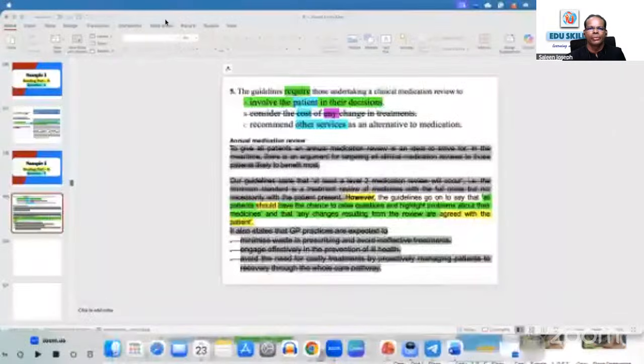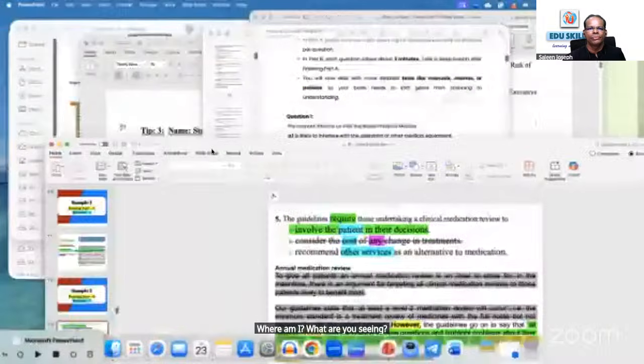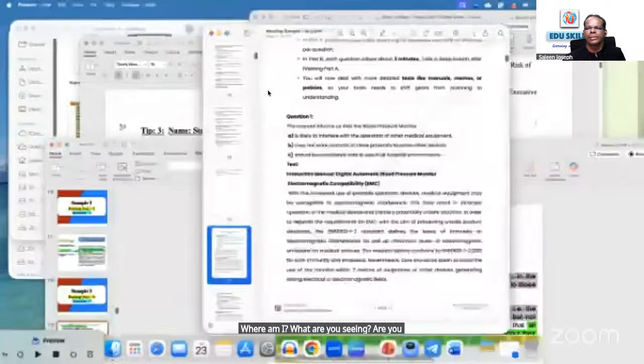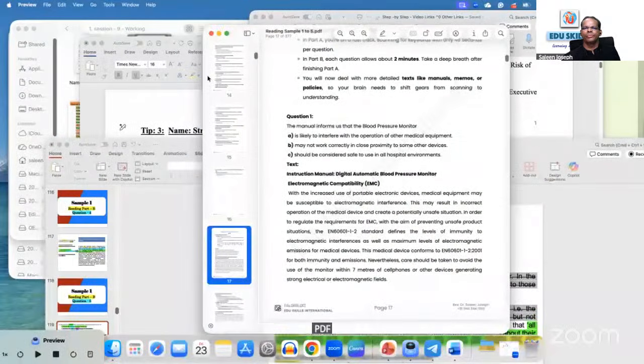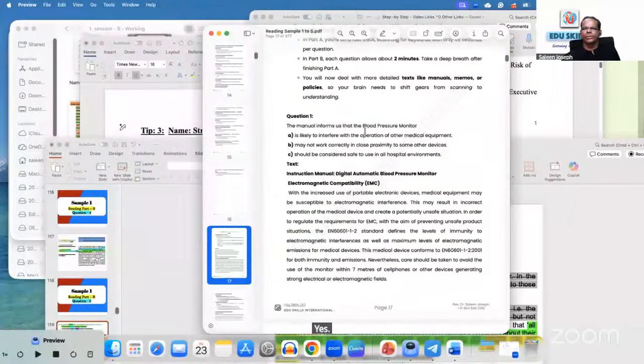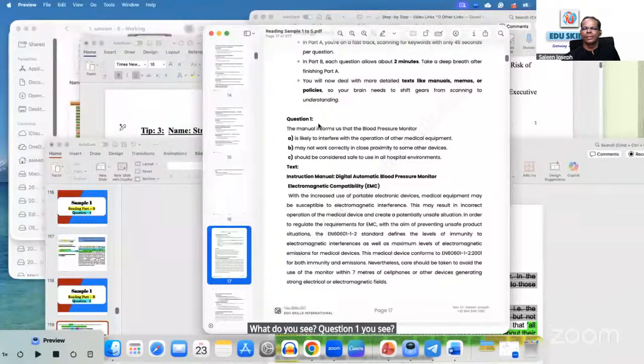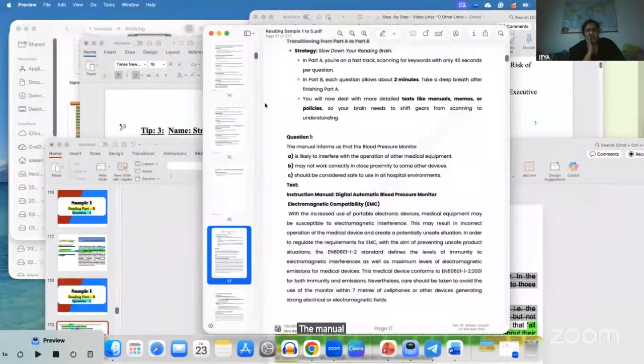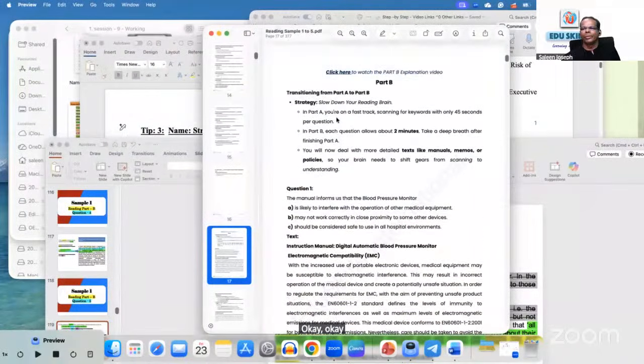Where am I? What are you seeing? Are you able to see this page, the PDF page? Yes, now visible, not the PPT, the PDF page. Yes, Father, we can see. What do you see? Question 1, the manual informs. Okay, you are on the page.